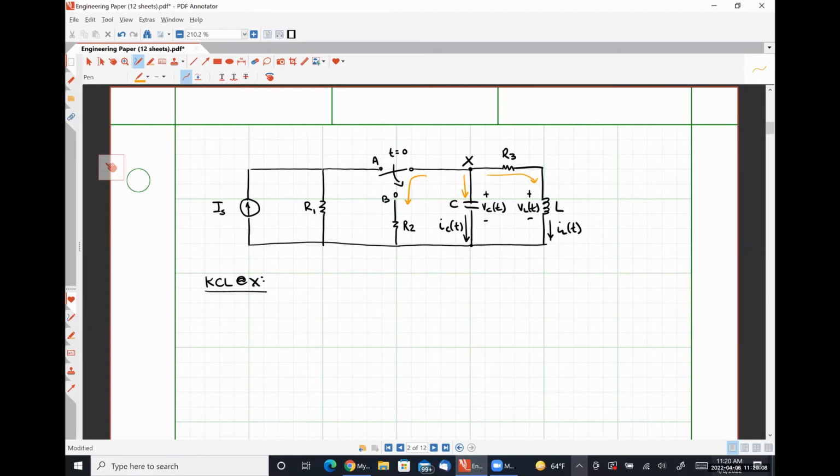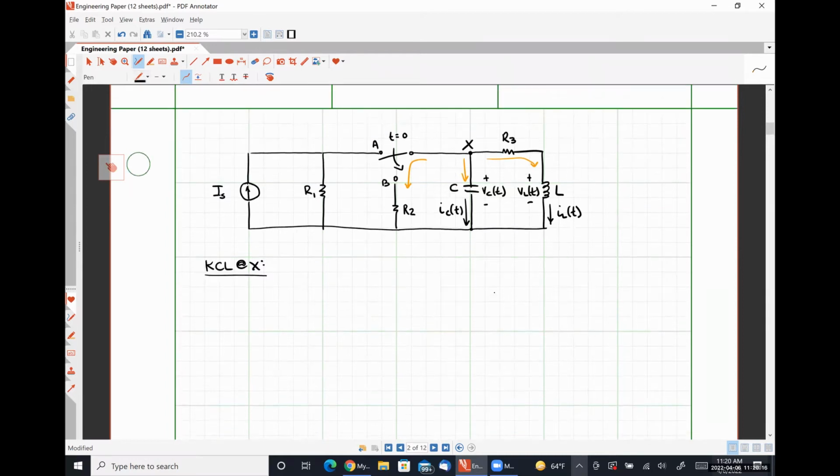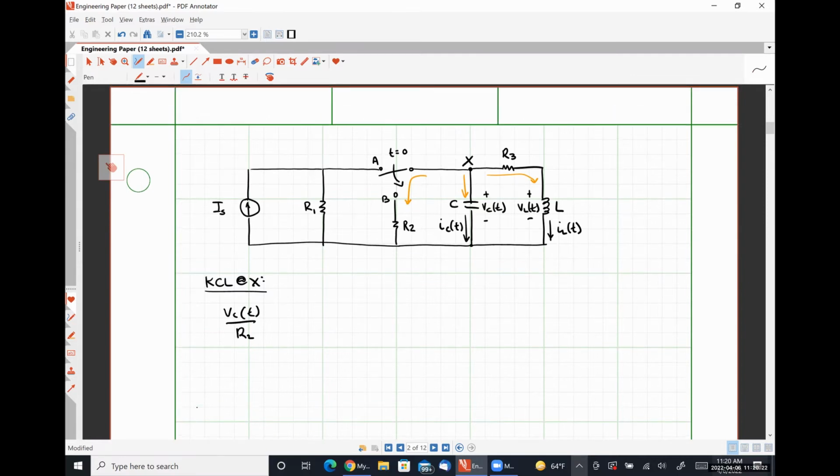Vc over R2. All right. So Vc over R2 represents the current flowing down through resistor R2. Are we all okay with that? I'm never going to use Vx at all. I'm just trying to explain what node I'm applying KCL on.